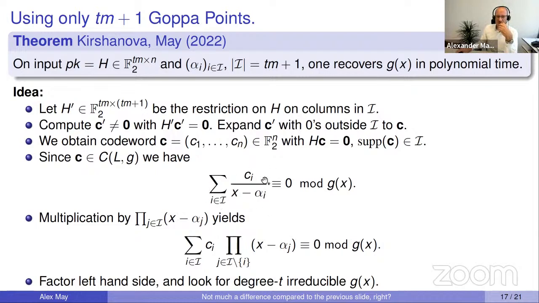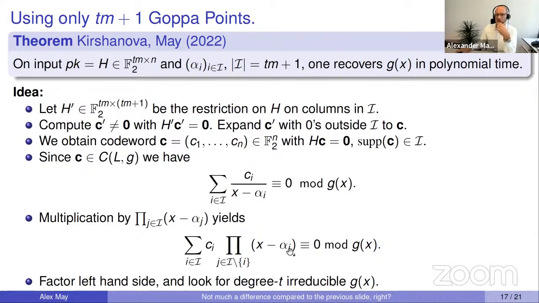So now I have to sum over the Ci over x minus alpha i. That's the definition of a Goppa code. But now I can sum only over my index set I, because I know outside of this index set I have zeros anyway. Right? I can cancel these denominators again by multiplying by those j that are inside my index set I, and I come up with this equation. It's very much the same equation that we had before, except that the sum is now not over all points, but over all points in I.